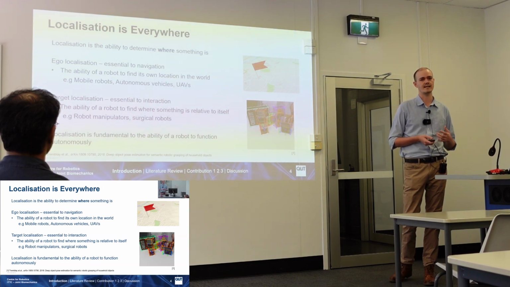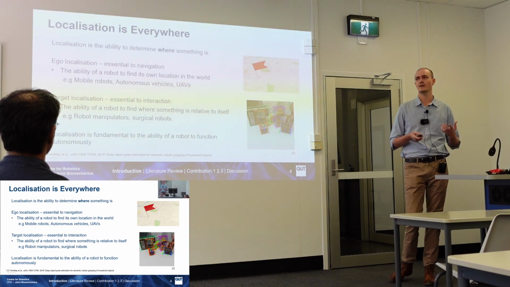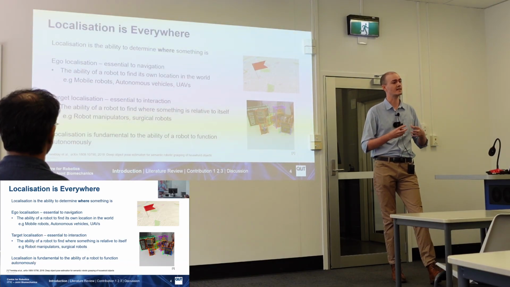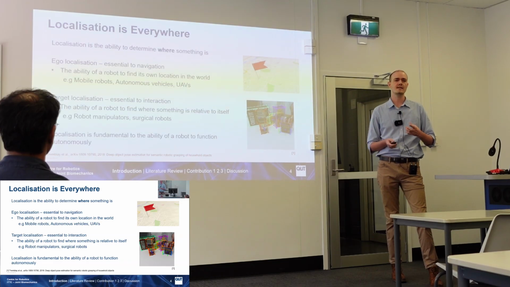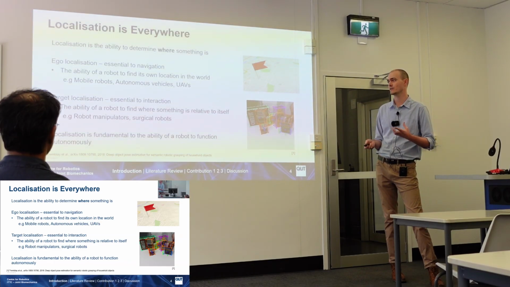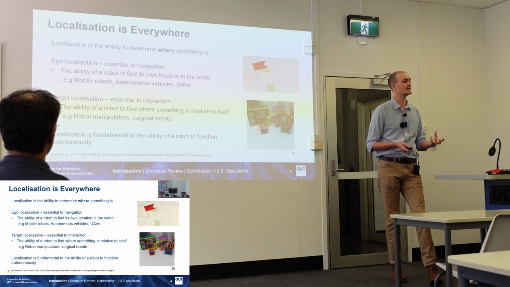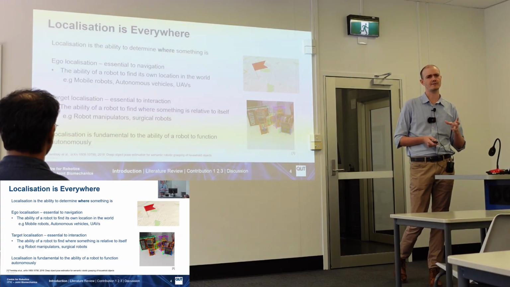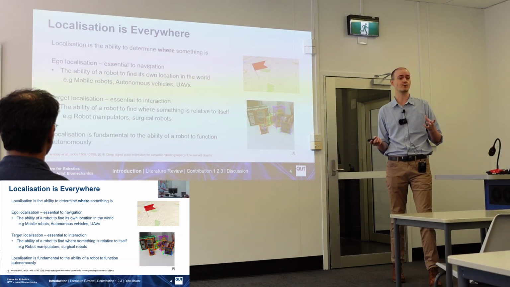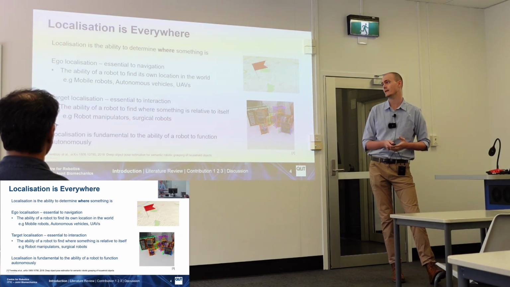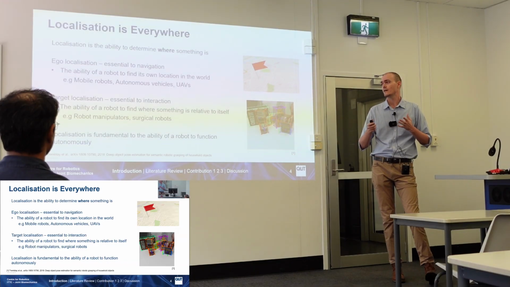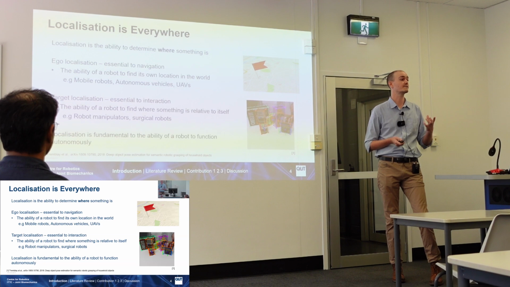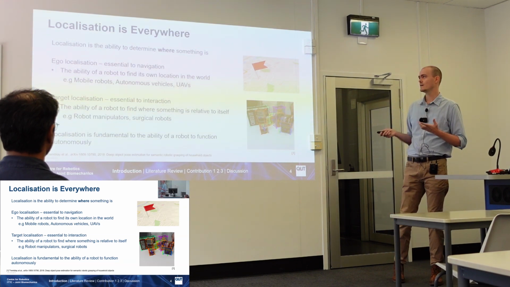Another type of localization is target localization. And this is the ability of a robot to find where something is in the world relative to itself. And this is necessary for interacting with the world. So this is something that robot manipulators need to find an object to be able to pick it up. And it's also the type of localization that's necessary for surgical robots, which is what we're interested in today and in this thesis. Localization is a fundamental ability for robots to be able to function autonomously in the world.